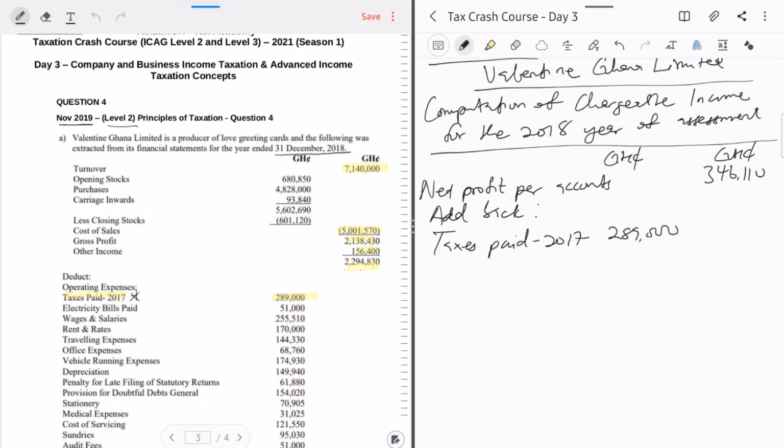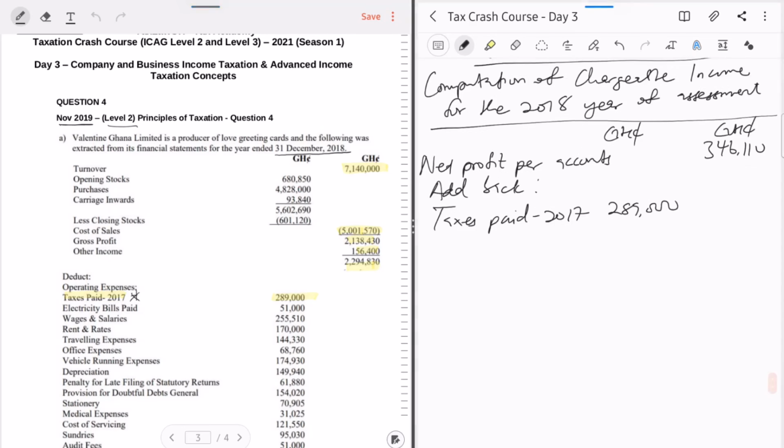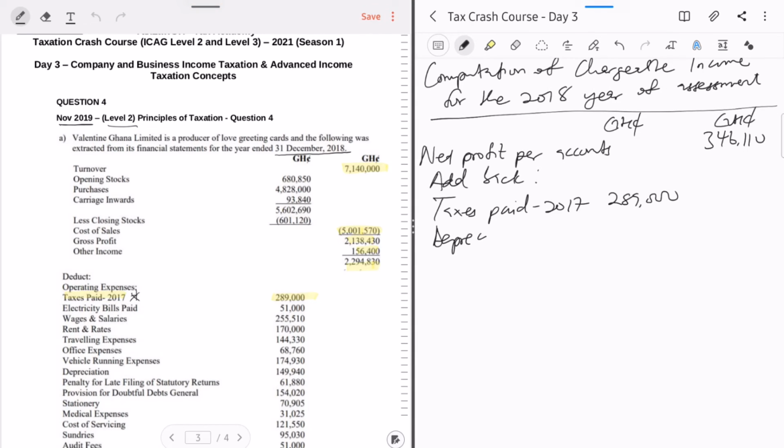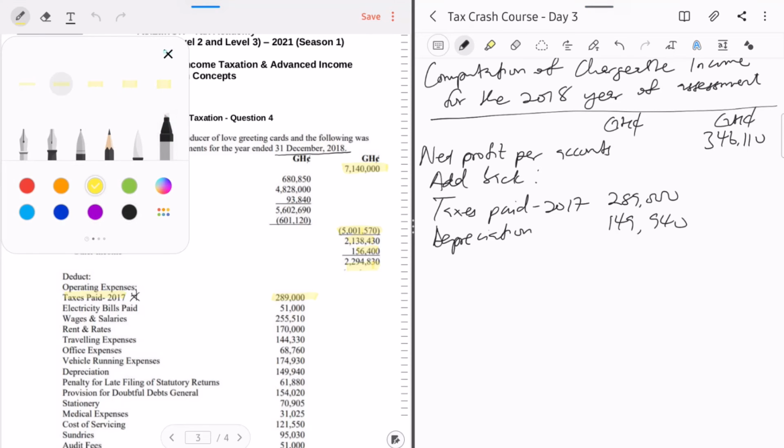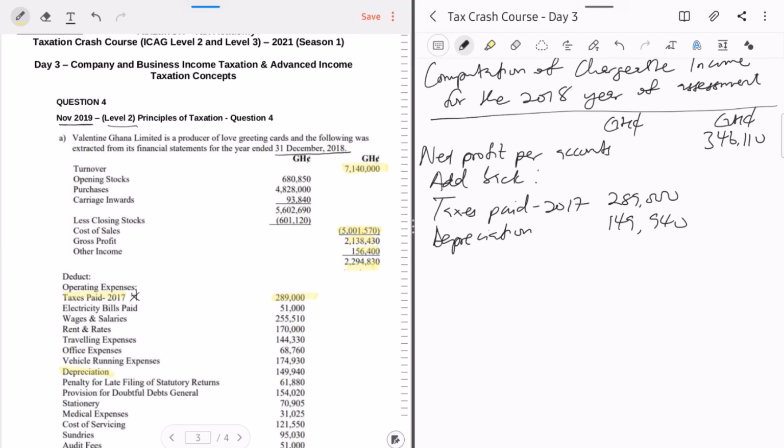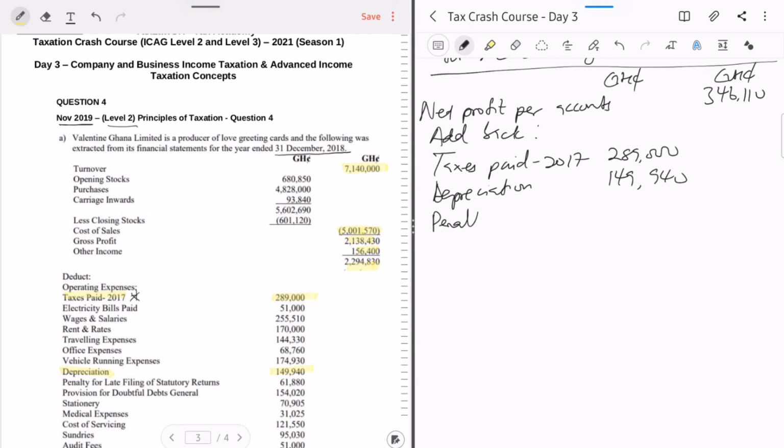The next is depreciation. Depreciation is clearly stated under section 130 of the law as an excluded expenditure, so we need to disallow it. So we add back depreciation of 149,940. This can also go. The next one, penalty for late filing of statutory returns. All penalties and fines are disallowed. So we'll say penalties and fines of late filing. The figure is 61,880. So we disallow this as well.